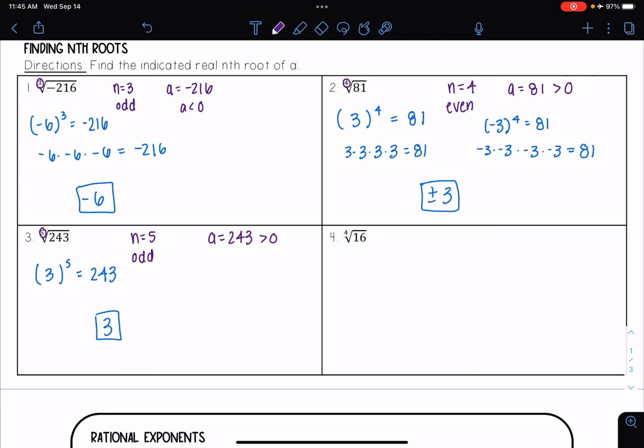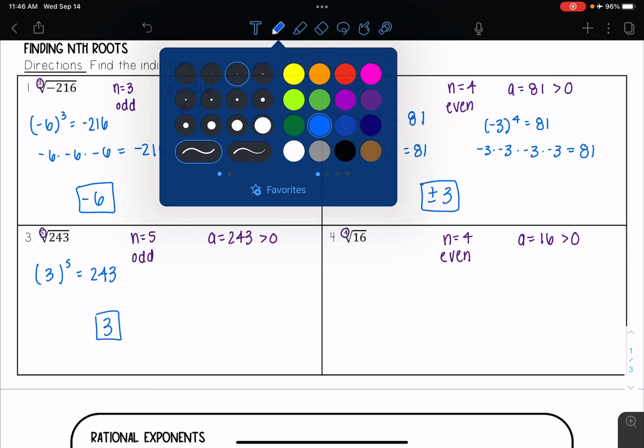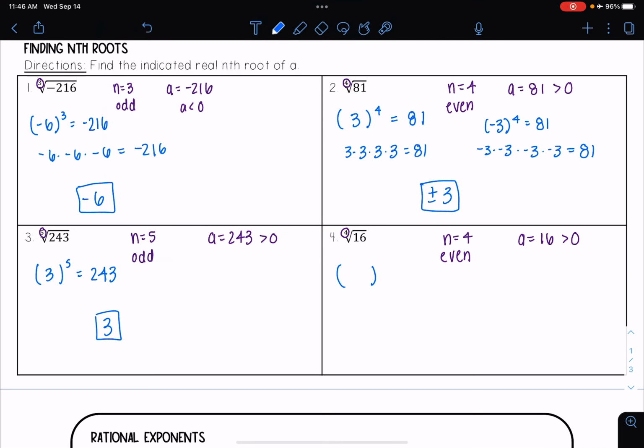Looking at this last one, my n here is 4, which is even, and my a is equal to 16, which is greater than 0. So I know I'm going to have two solutions here. I'm going to have the positive and the negative. Looking to see what number raised to the 4th power is equal to 16, I see that's going to be 2. So my answer here is positive and negative 2.